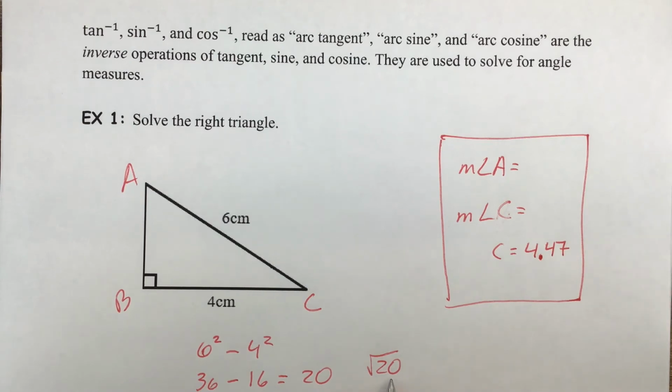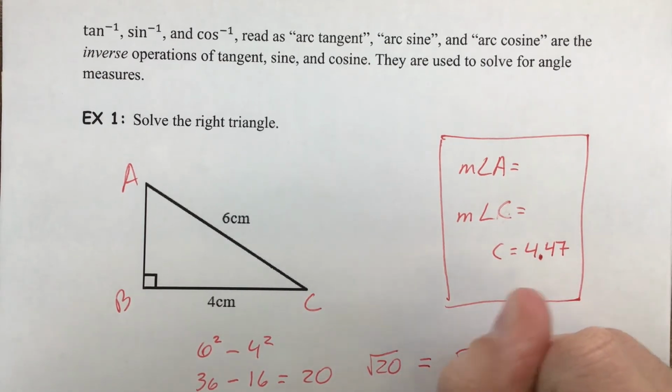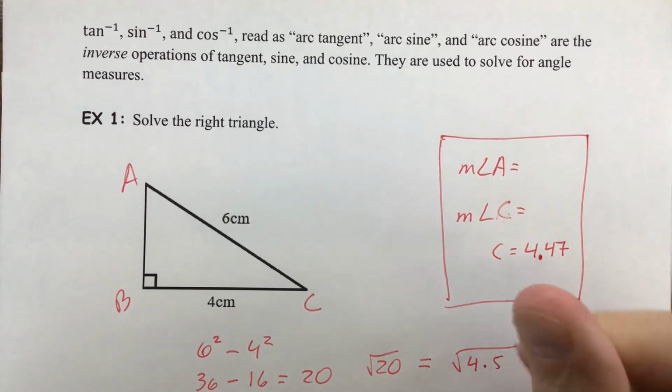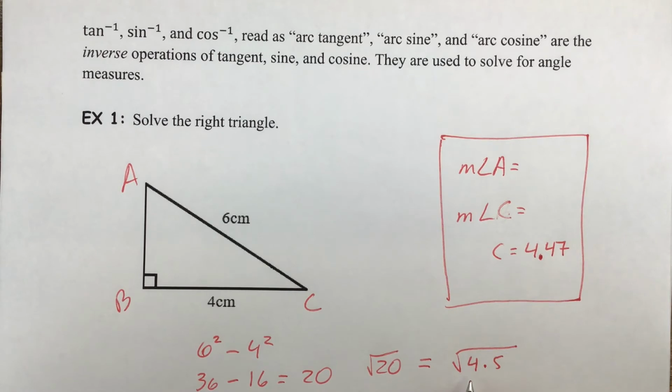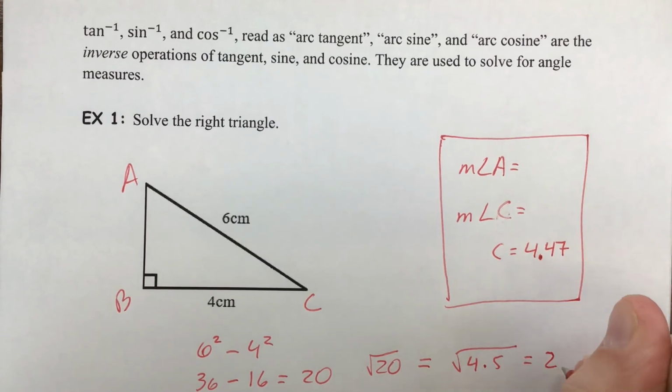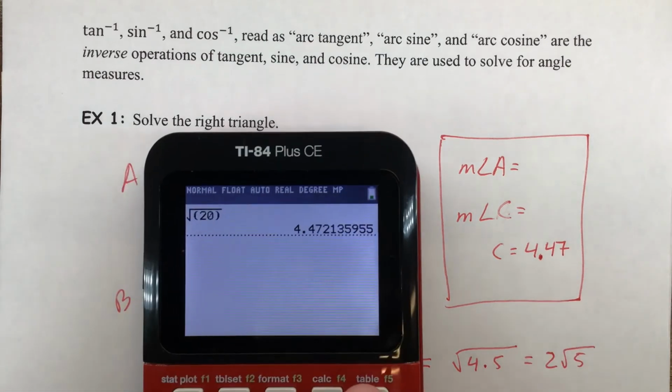The square root of 20, because it isn't a perfect square, what it can do is look at the factors that it has inside of it. So the square root of 20 can be looked at as the square root of 4 times 5. And 4 is a perfect square, so that I can actually square root, which would be 2, move that 2 to the outside, and then just keep the 5 inside. And that is going to be equivalent to the 4.47.